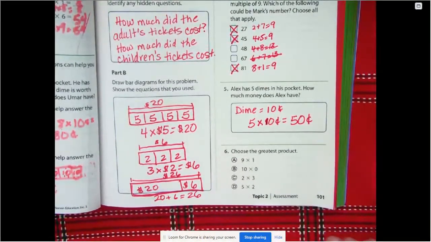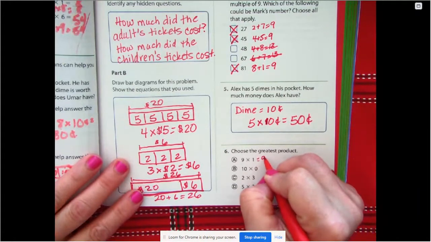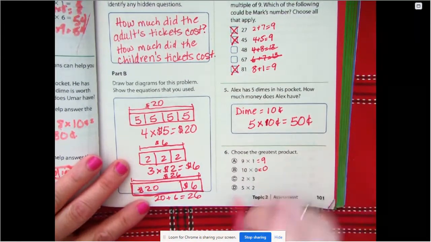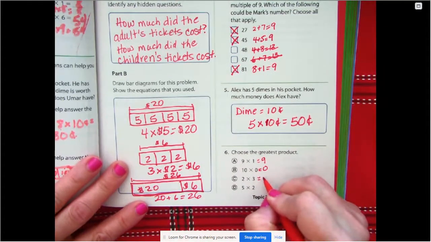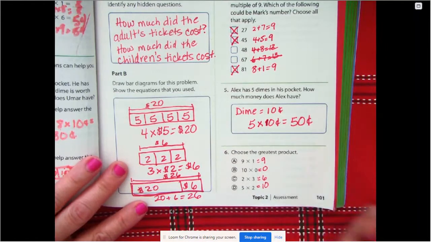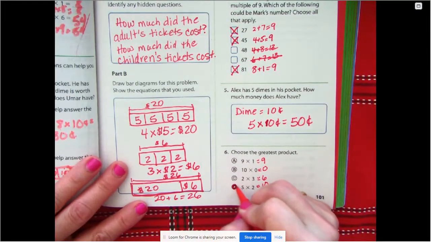Okay, so number 6 says choose the greatest product. So 9 times 1, 9. 10 times 0, 0. 2 times 3, 6. And 5 times 2 is 10. So which one has the greatest product? D.